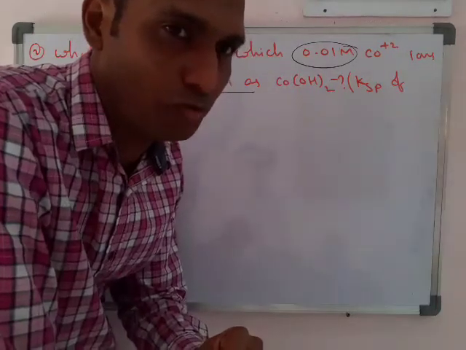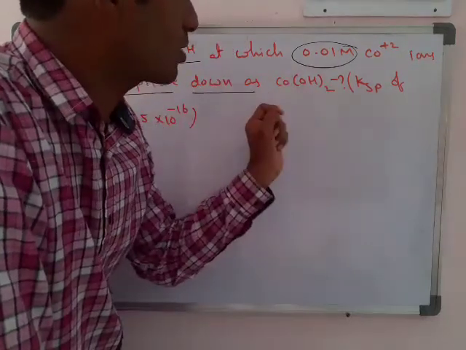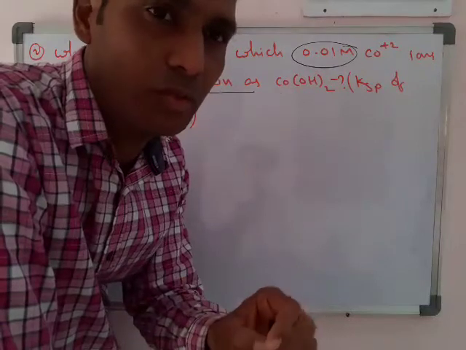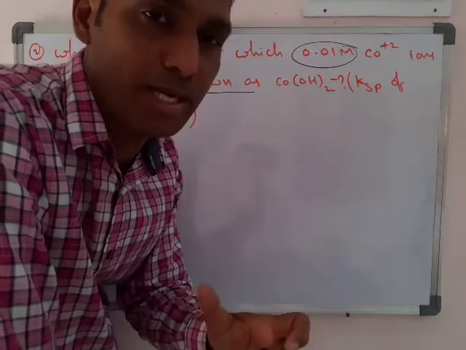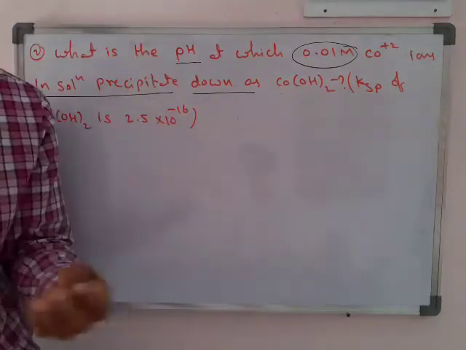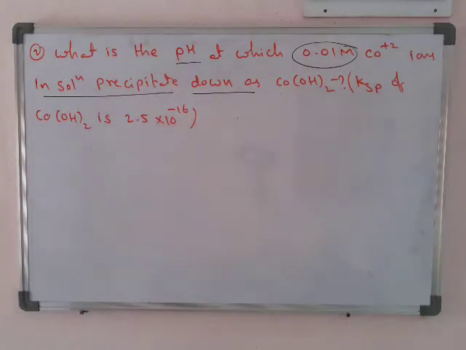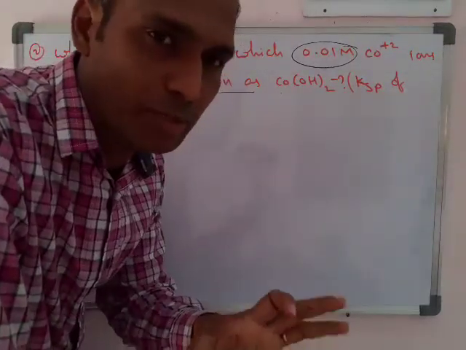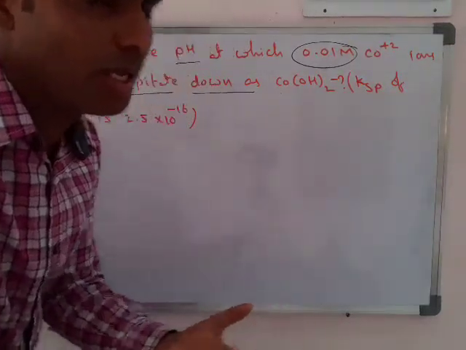So for cobalt hydroxide, we have to calculate the OH minus concentration. By knowing the OH minus concentration, we are able to calculate pOH. Then we can find out the pH.